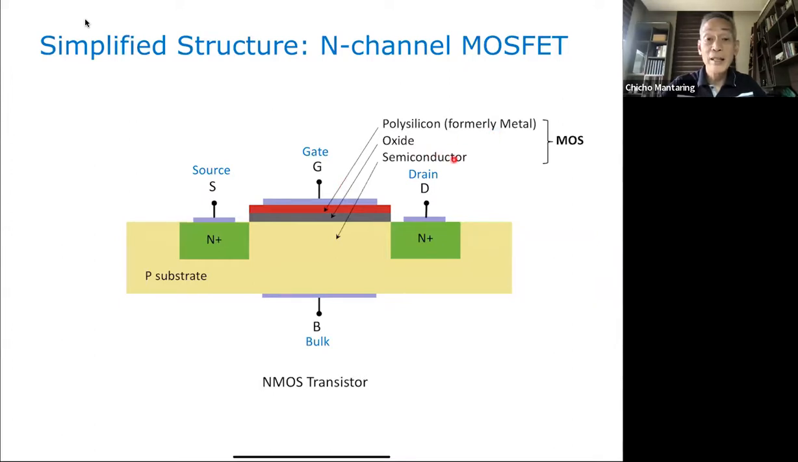Metal oxide semiconductor. This is actually a capacitor. This is the structure of a capacitor. A capacitor consists of parallel plates. So the polysilicon, this is one parallel plate, conducting plate. Your semiconductor is your second conducting plate. And then between your two plates, you have an insulator, which is your silicon dioxide. So that is your MOS structure, metal oxide semiconductor.